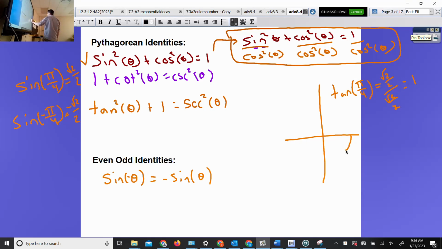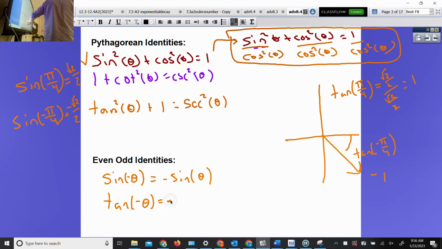Now, what if you're down here? The tangent of a negative pi over 4. Negative 1. The same rule applies. If you want to know the tangent of a negative angle, all you got to do is find the tangent of the positive angle and make the result negative. Just a shortcut. I don't know if it buys you anything. You don't really have to worry about negative angles if you remember that.